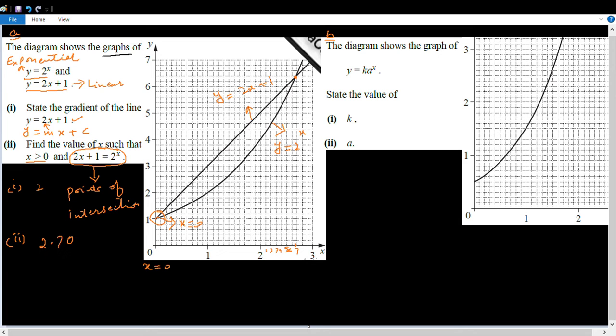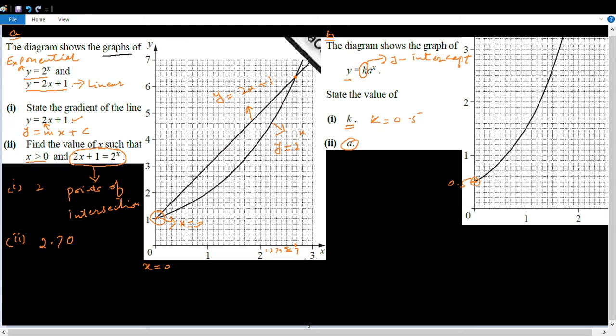This is part number B. Part number B is: the diagram shows the graph of y is equal to k a^x. K is basically the y intercept. In an exponential function, the value of k is always the value of the y intercept. Because the curve is intersecting the y-axis here, we will quickly find out the value of this point. 0, 1, 2, 3, 4, 5, so it will be 0.5. So k is equal to 0.5.